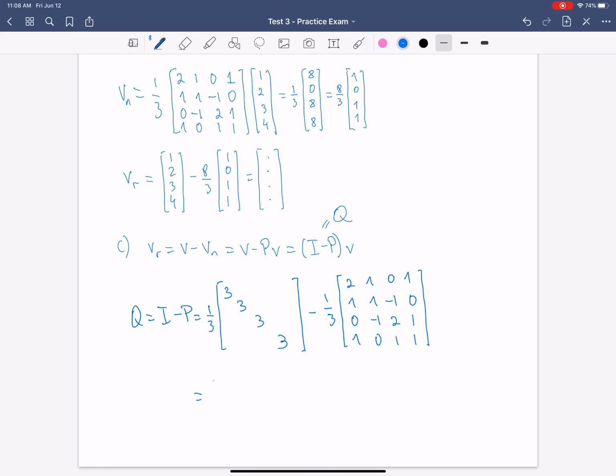So then my answer could be 1/3 of, and then I subtract matrices that don't have fractions. Along the diagonal, I have a 1, a 2, a 1, a 2, and everything else changes sign, because I have 0 minus. So I have minus 1, 0, minus 1, minus 1, 1, 0, 0, 1, negative 1, negative 1, 0, negative 1. And that is the projection matrix onto the row space of A.